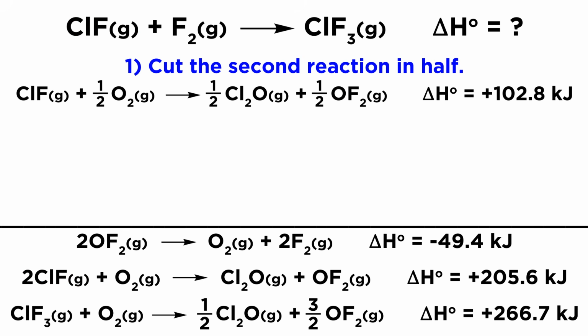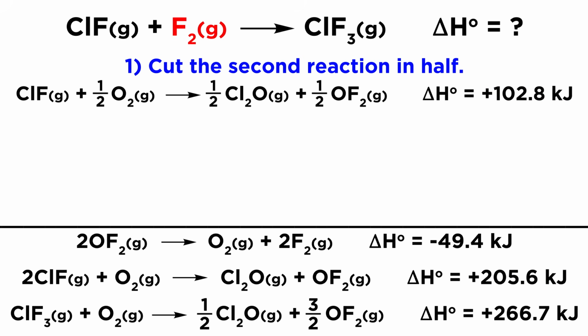So we've done this here. 2 ClF becomes ClF, O2 becomes 1/2 O2, Cl2O becomes 1/2 Cl2O, and OF2 becomes 1/2 OF2. Now we mustn't forget to cut that delta H in half as well, because we're cutting all the stoichiometric coefficients in half. That means the delta H will be half as much as well. So 205.6 becomes 102.8.